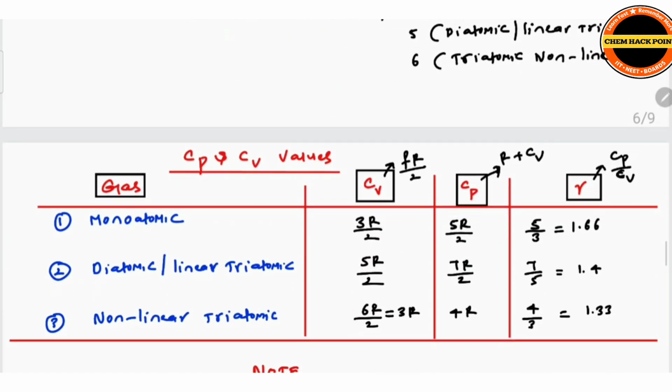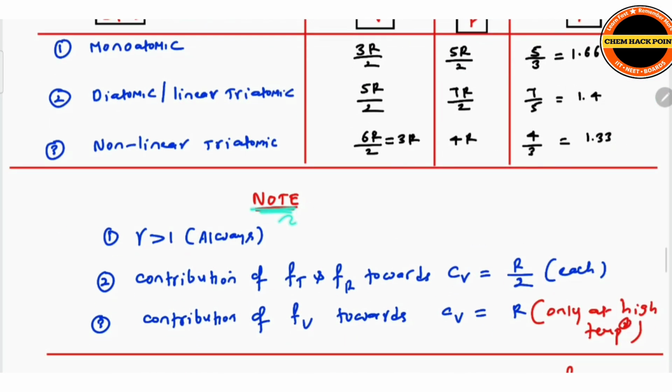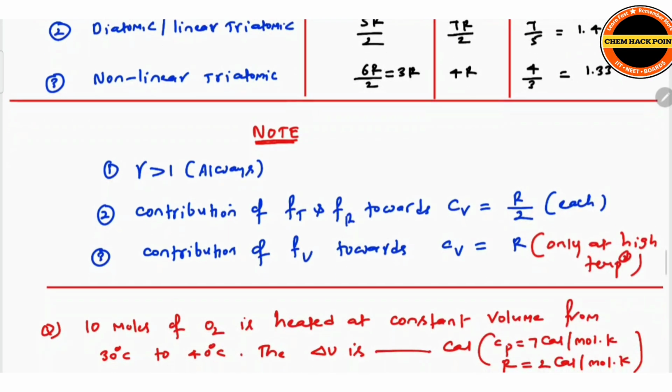Cp and Cv values are also given. Gas, Cv, Cp, gamma: all the respective values are given here. Cv is F by 2 R, Cp is R plus Cv, gamma is Cp by Cv. And remember, gamma values are always greater than 1. The contribution of each translational and rotational degree of freedom towards Cv is R by 2 each. The contribution of each vibrational degree of freedom towards Cv is R. Only at high temperature do we consider this.